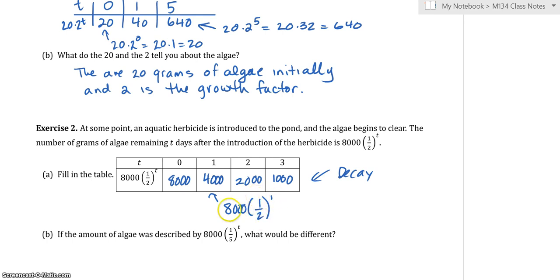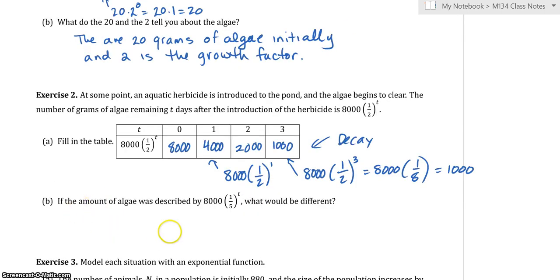Plug in a 2, right? Half again. Plug in a 3, half again. You could do that for each case. Just do it for one more. Oops, that's supposed to be 1/2. To the 3, that's like saying 8,000 times 1/8, which is indeed 1,000. So you can see that it does work.